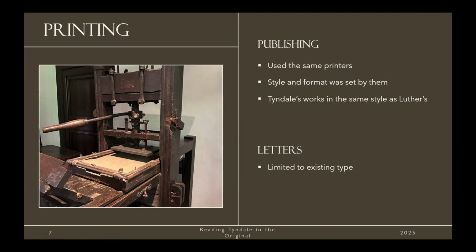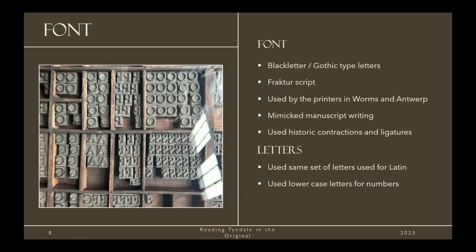The printers in those days had fonts just as people do now, but not the massive range of fonts that you get if you open Microsoft Word. Today we would call it black letter, or Gothic font, or fraktur script. These were used by the printers in Worms and Antwerp. When these were designed, they originally mimicked the writing that was done in medieval manuscripts. So the historic contractions and ligatures, which the monks had used in Latin, became type on the printer, and the printers used the same.